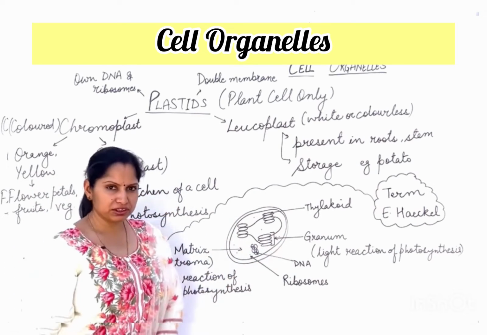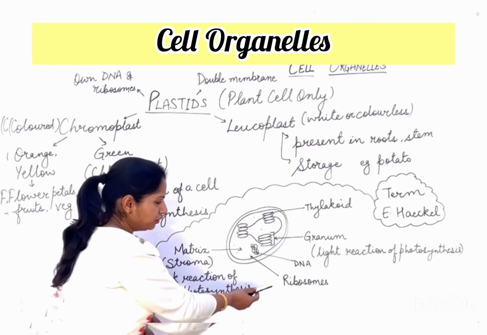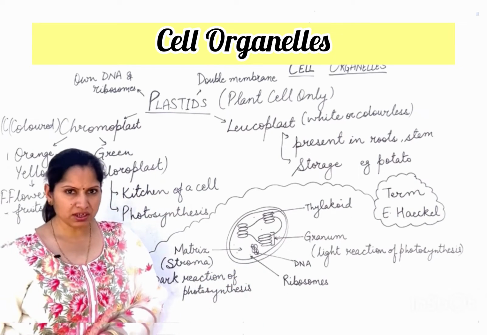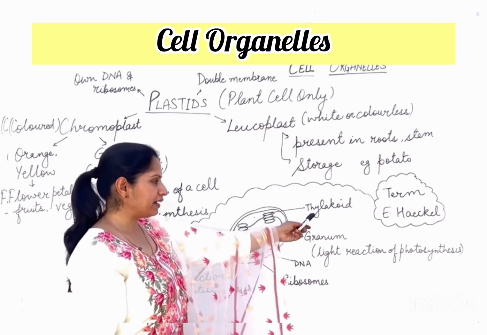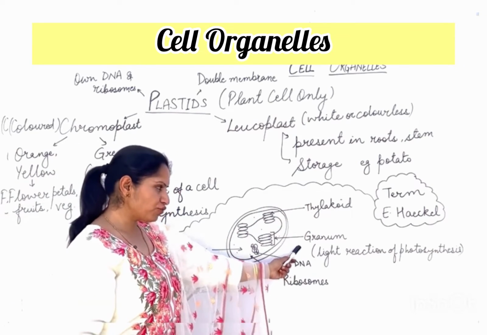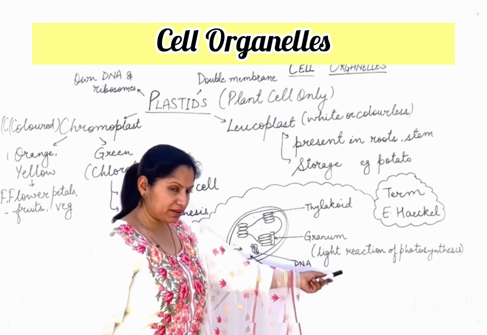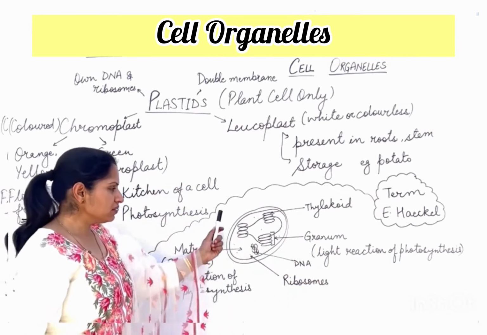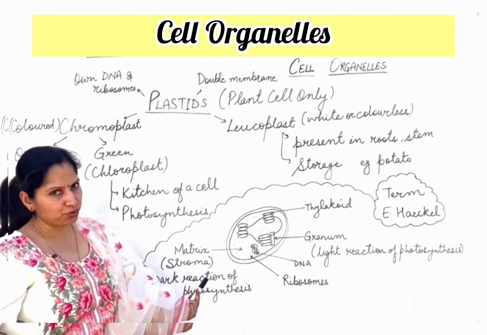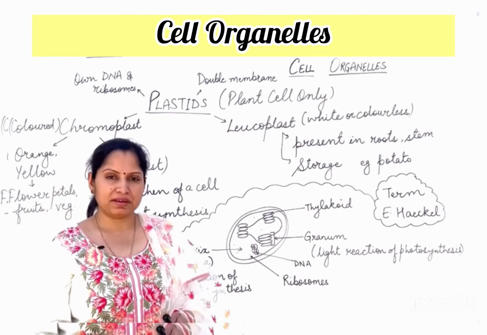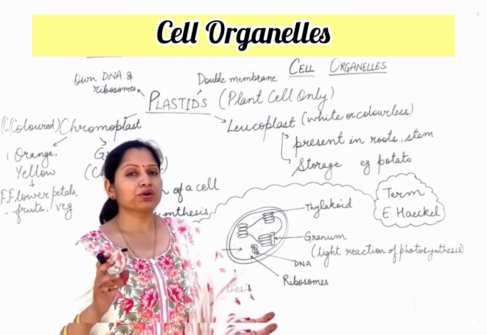And this is the organelle I told you earlier also, that it has its own DNA and its own ribosomes also. So that stack of coins is there. A single coin is known as thylakoid. That complete stack of coins is known as granum, where the light reaction of photosynthesis is going to take place. The other structure is the matrix, that is the stroma, where the dark reaction of photosynthesis is going to take place. So that's all about the plastids.